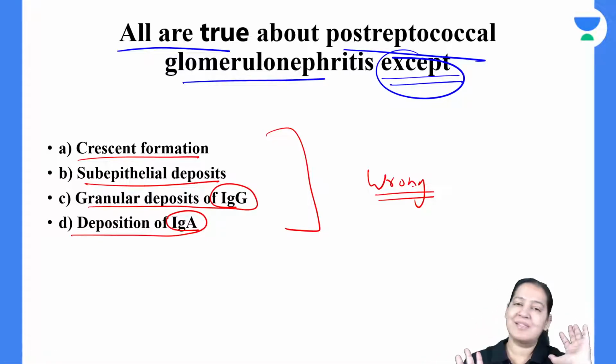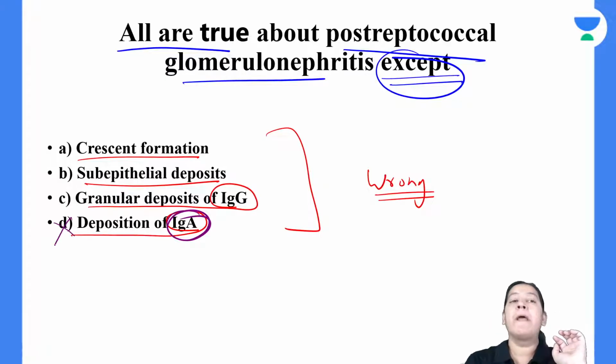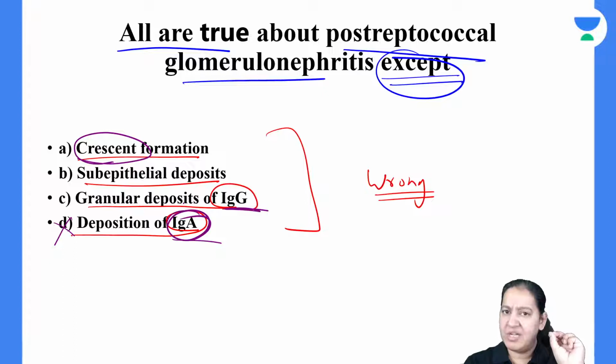If anyone knows the answer, please write it in the comment box. Yes, D is wrong among them, because deposits are made up of IgG. Deposits are never made up of IgA. You will say, ma'am, what about crescent formation? You have not taught us about it. I will come to that point. Sometimes, rarely, crescent formation takes place in PSGN. I'm not saying very frequently, but yes, it does take place.